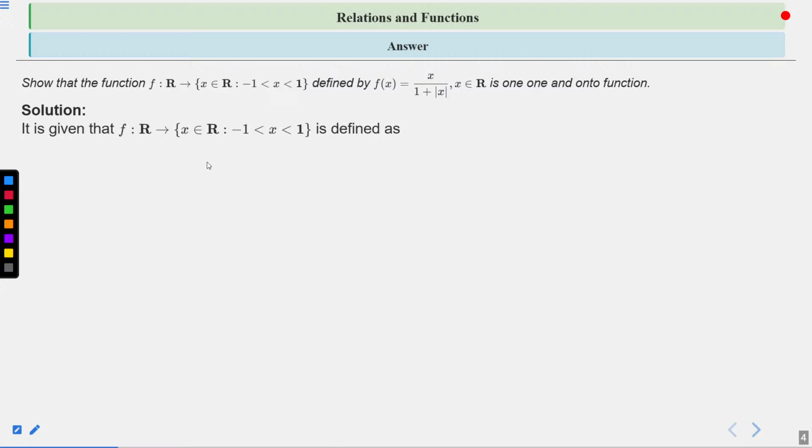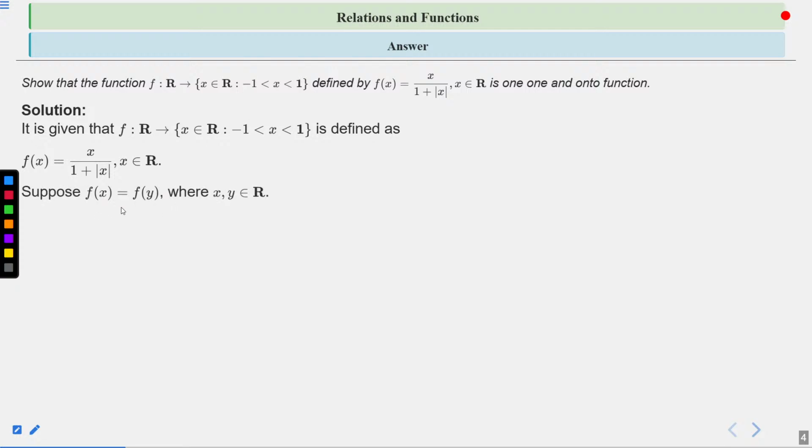So it is given that the function f is from real to x belongs to real, x is from -1 to 1, right? And it is defined as f(x) is equal to x upon 1 plus absolute value of x, right? And x belongs to real. Got it?